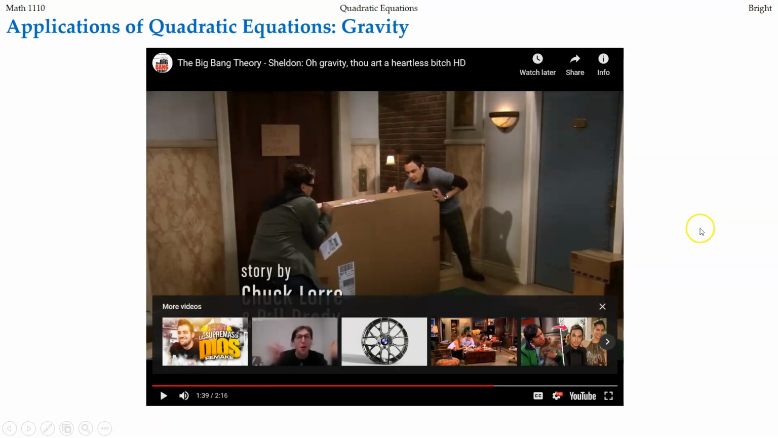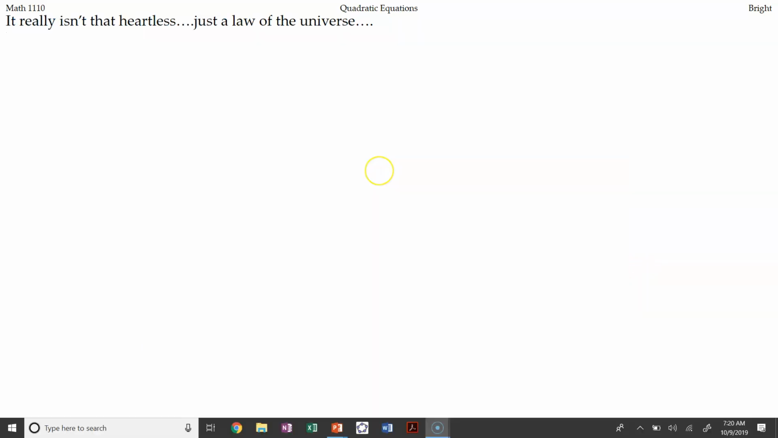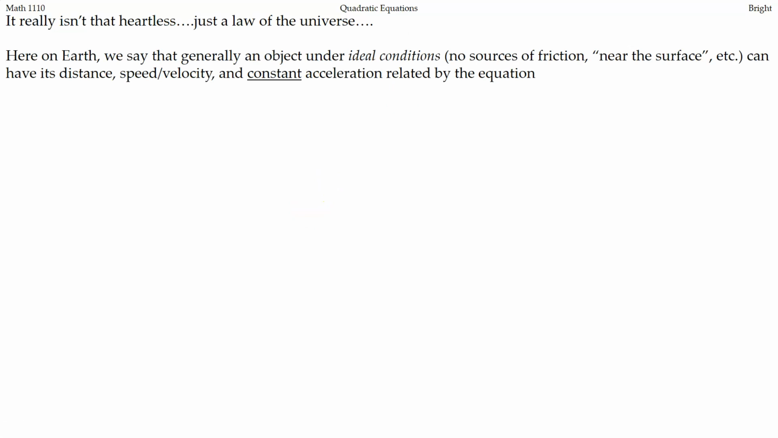Well, gravity really isn't that heartless. It's just a law of the universe. And it turns out that the mathematics of gravity isn't all that complicated. The only thing we have to use in our assumptions as we work through problems related to gravity is that we're going to work with objects that are experiencing gravity under ideal conditions. So we don't have any other sources of friction, so we're ignoring air resistance and that sort of thing.